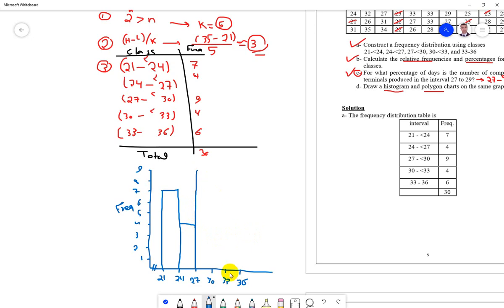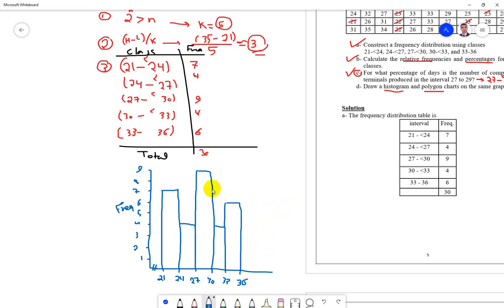Almost that. And then 9. And then we have 4 for the 30 to 33 class. We have 4. And the last one till value 6. So actually that has to be till value 6. I'm trying to make that accurate. Okay. So that's the distribution.